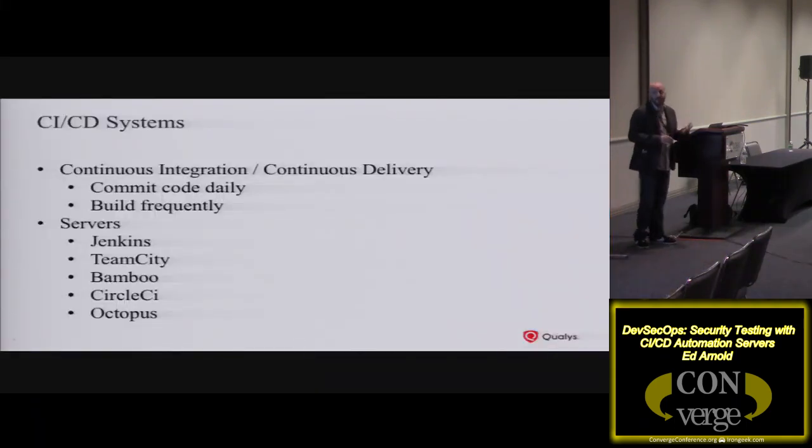So, CICD, continuous integration, continuous delivery. Basically, in those systems, you're going to be committing code daily and building frequently. That might be nightly builds. That might be, in the case of some of the internet service providers, they're pushing live on the fly. Some of the servers you see are Jenkins, Team City, Bamboo, which is becoming very popular and might be taking over Jenkins. Circle CI, Octopus is a deployment server that I just ran into recently. But it's another system that you could kick off scans from once on deploy.